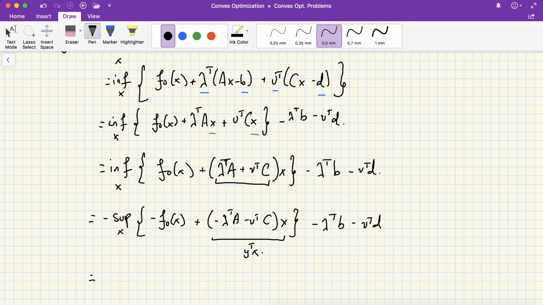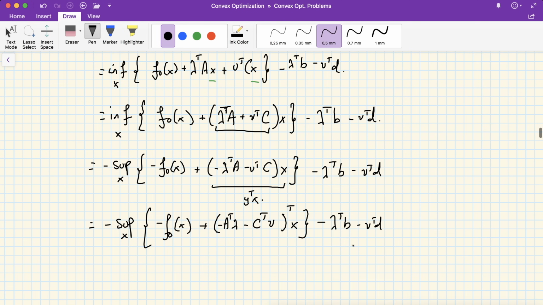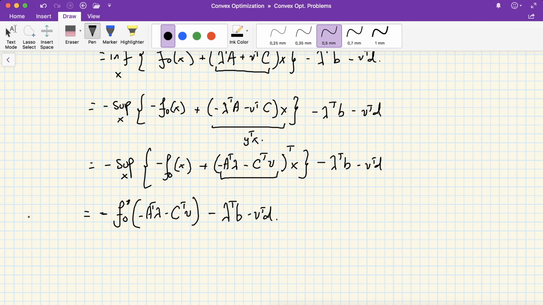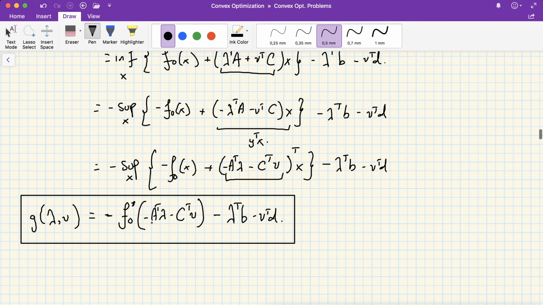How do we do that? All you have to do is just do a transpose of a transpose. That is, flip those terms as such. A transpose lambda minus C transpose mu. So now this guy is a minus conjugate function of the cost of the following vector. That is minus A transpose lambda minus C transpose mu, with those constant terms. So really, this is your dual function expressed in terms of the conjugate function of the cost.